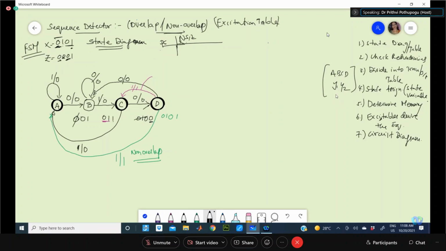We need to give the values for these state variables. That is 4 combinations are possible. This is called the binary format of assigning, and again you need to go for gray order of assigning. Both the things have to be done. This is one step where we need to repeat this step for defining the equations.